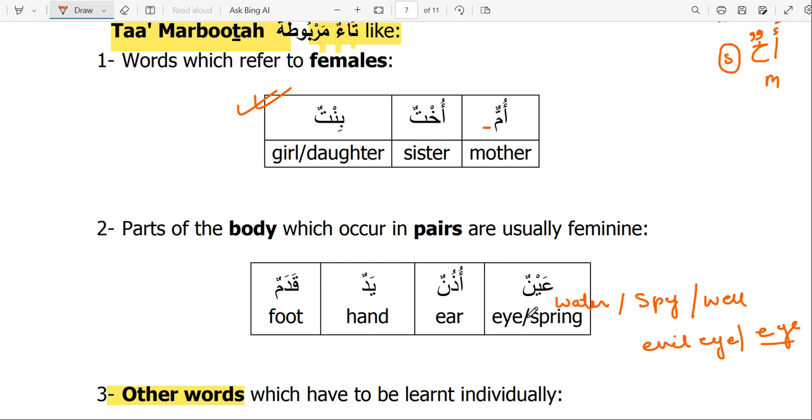No, I can't remember it right now. It's surah Buruj or something. I'm not sure about it.